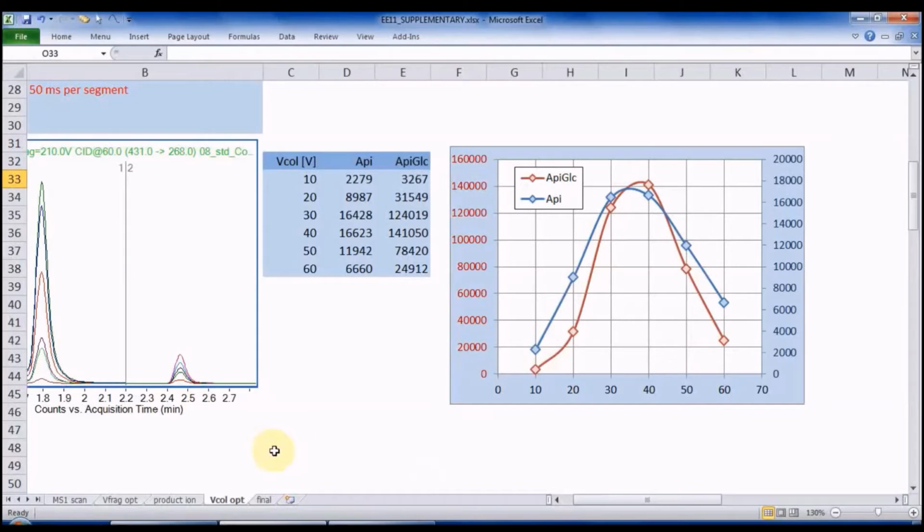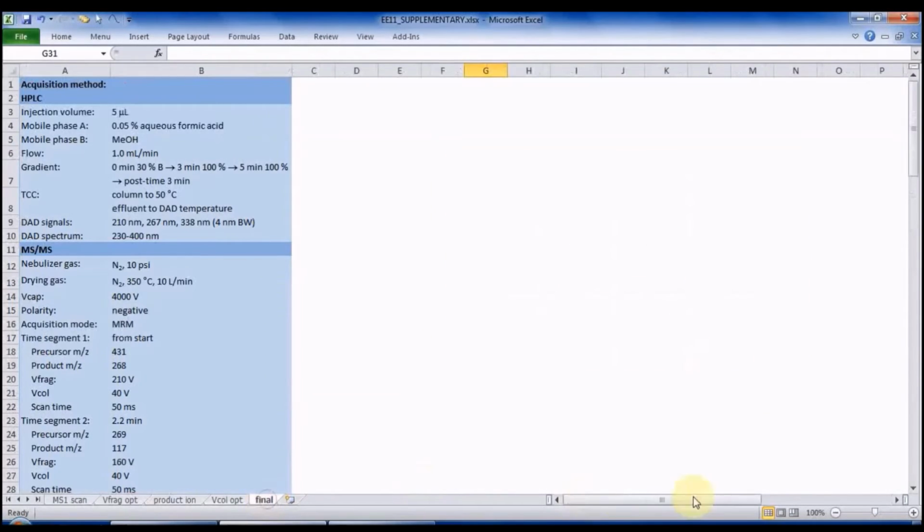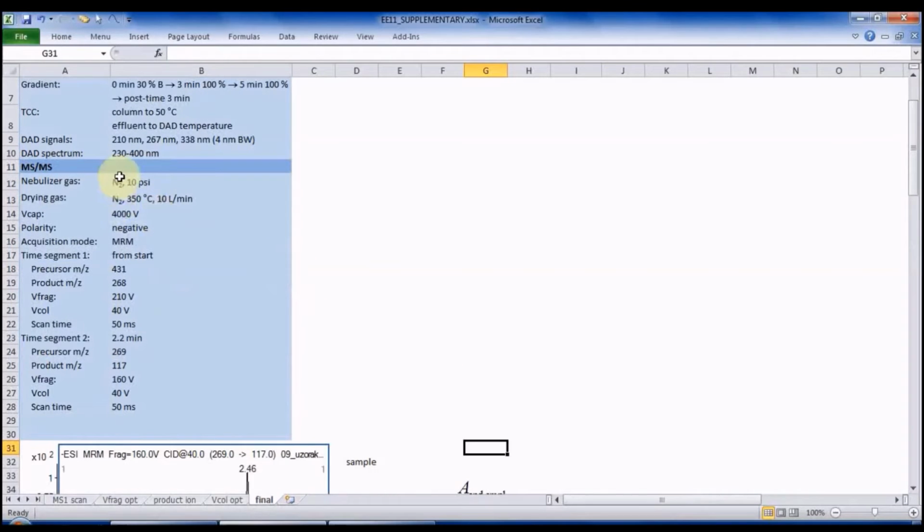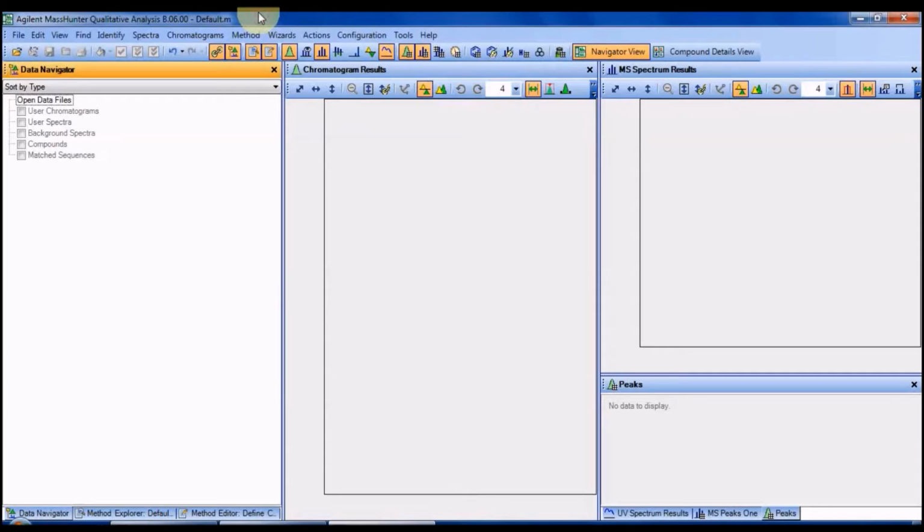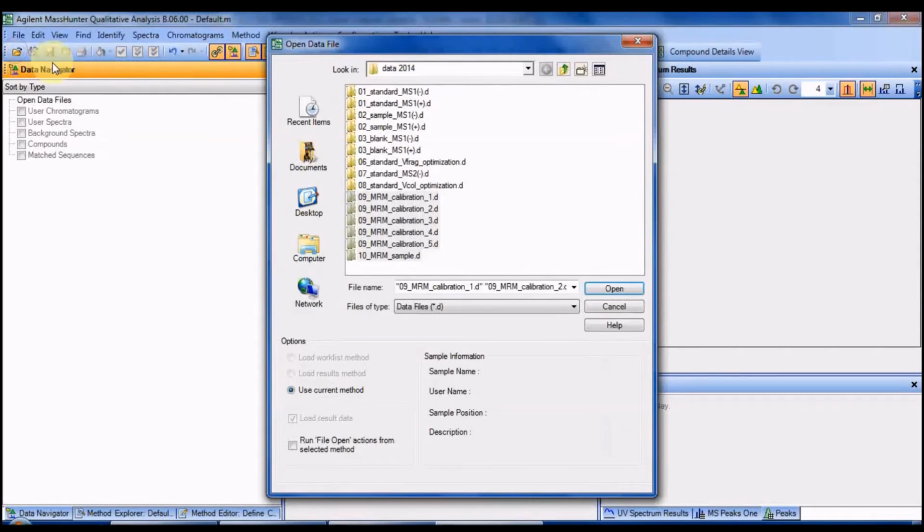And so now we can define the final acquisition method with the optimized parameters for each compound. With our optimized method, we can now analyze both the sample and a series of standards, prepare a calibration curve, and read the concentration of the sample.